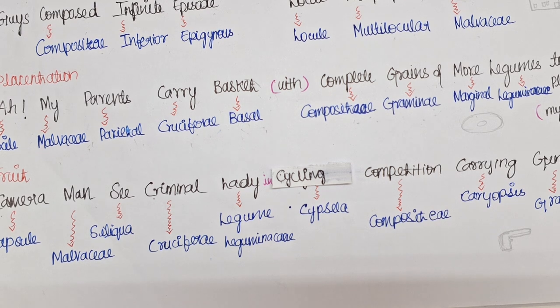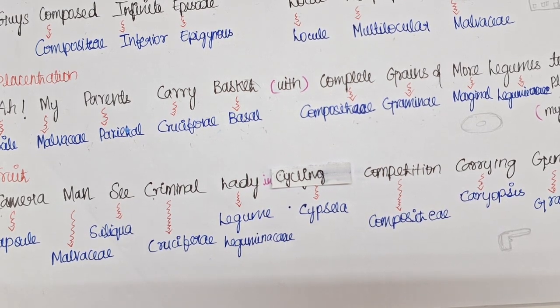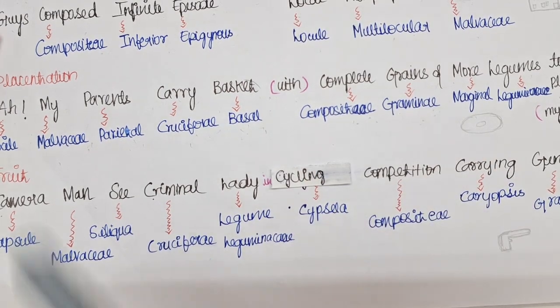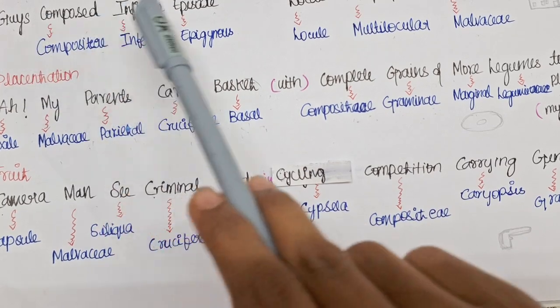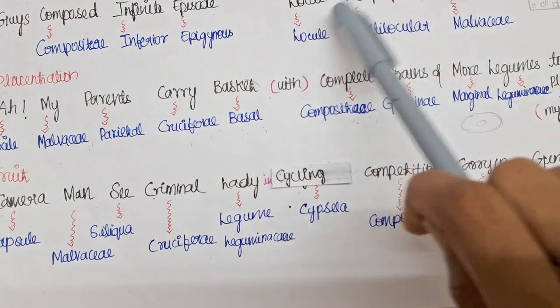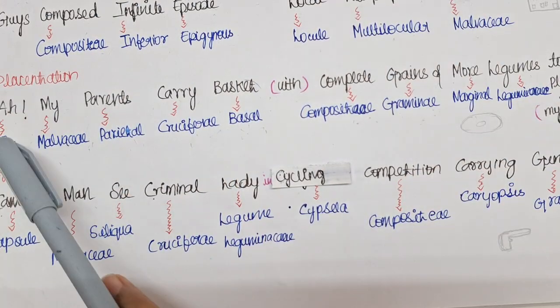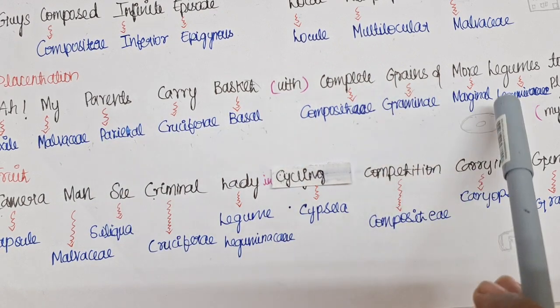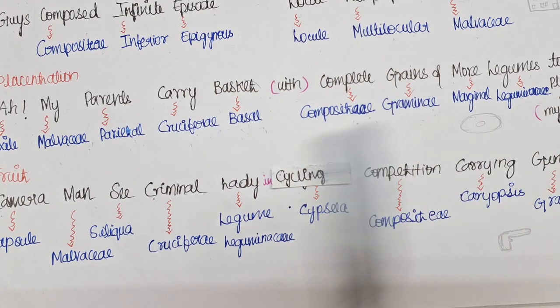Now I have to give you the short tricks for the examples as well. I will do it very quickly, and if you want the explanation, please let me know for each of these details. So we will revise this before we are closing. So for ovary and gynoecium, guys composed infinite episode. Locule, local multipurpose mall. Placentation, my parents carry basket with complete grains and more legumes to place in my plate. Fruit, cameraman see criminal lady in cycling competition carrying gun.